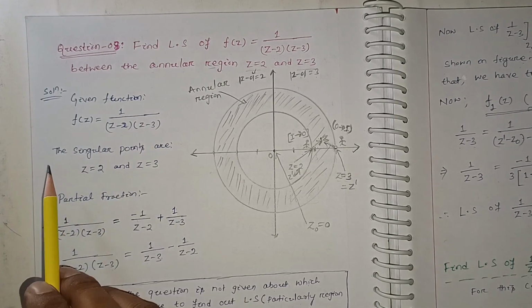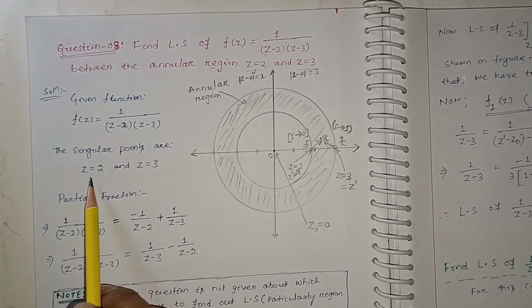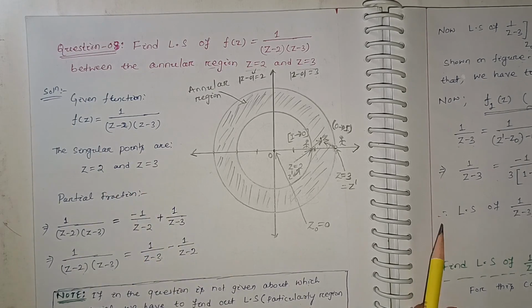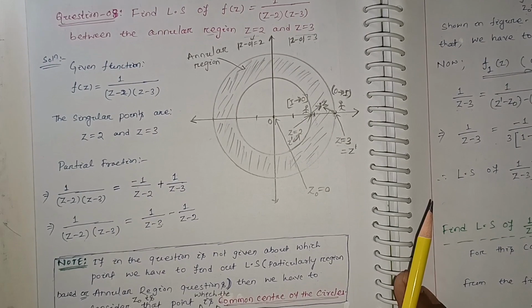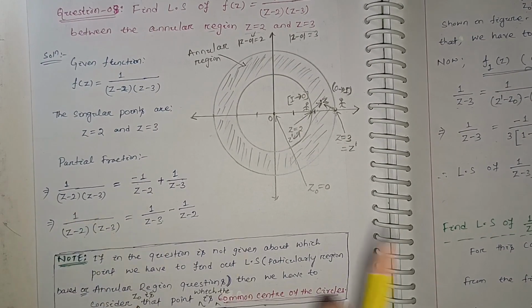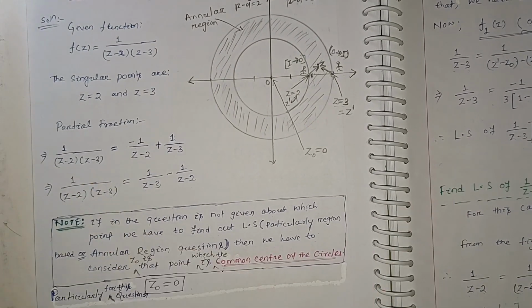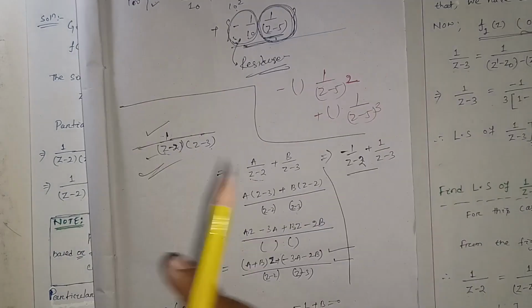this function. Here you can see the singular points of this function are z equal to 2 and z equal to 3. Now we are going to go for the partial fraction of this function, that is 1 by (z minus 2)(z minus 3). Here I have not done all the steps of this partial fraction; I did it in rough.